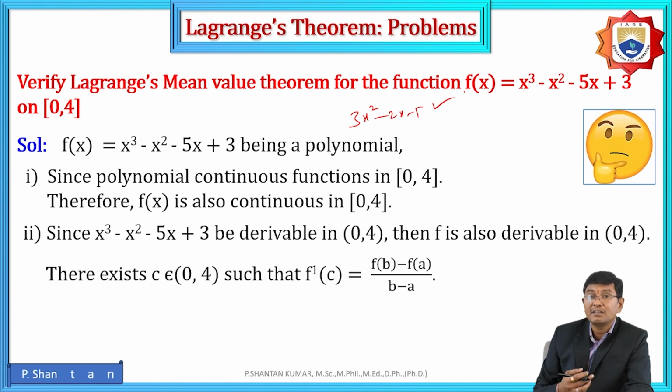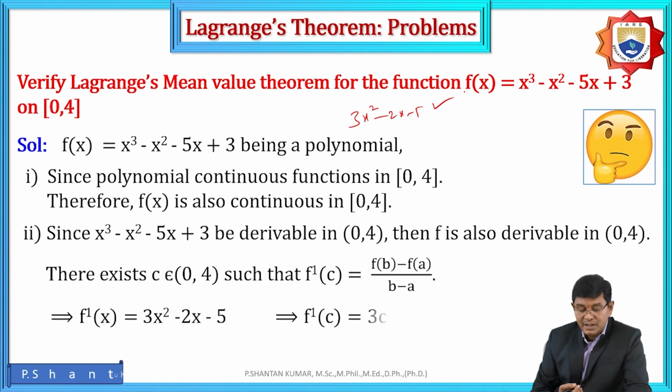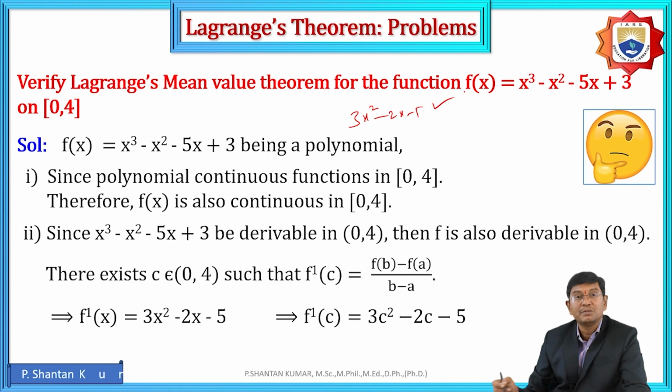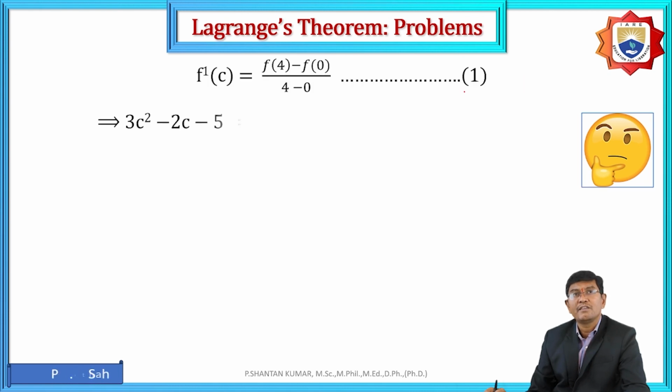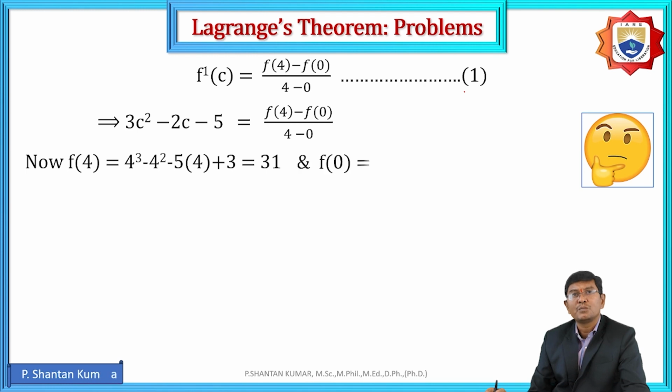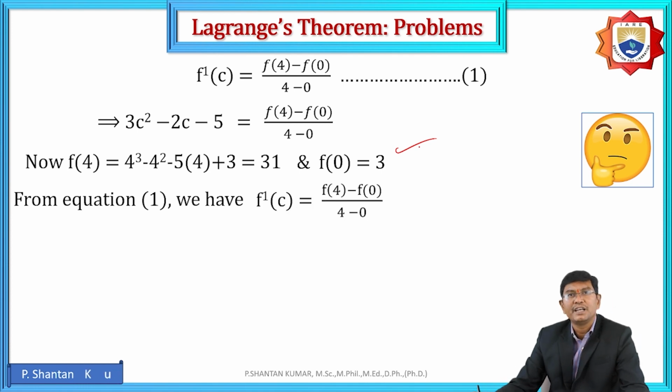Here, first we need to find out what f of a is. Here f dash of c is 3c square minus 2c minus 5, and the derivative exists clearly. Here f of 4 is 31, and f of 0 is 3. Then f of b minus f of a is the value after the replacement.